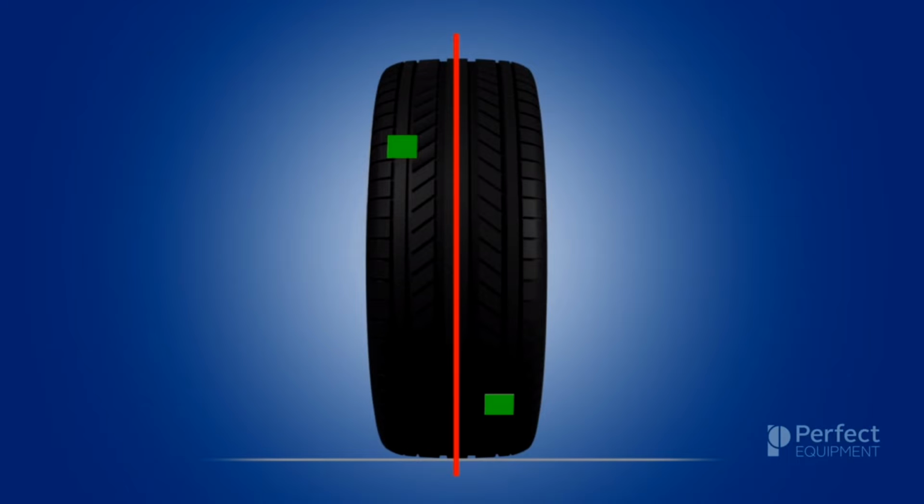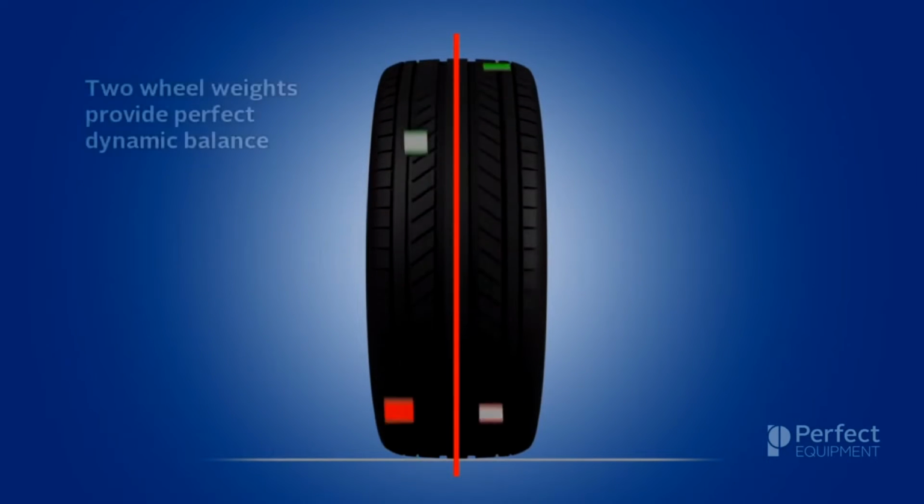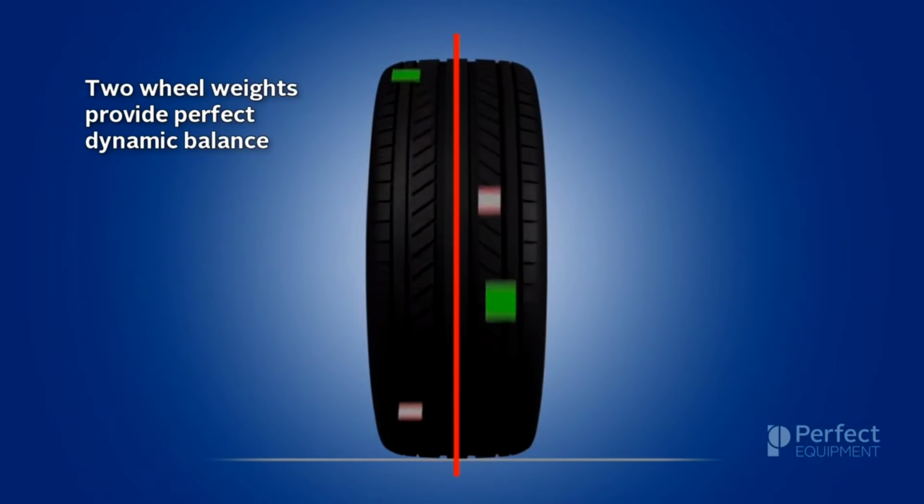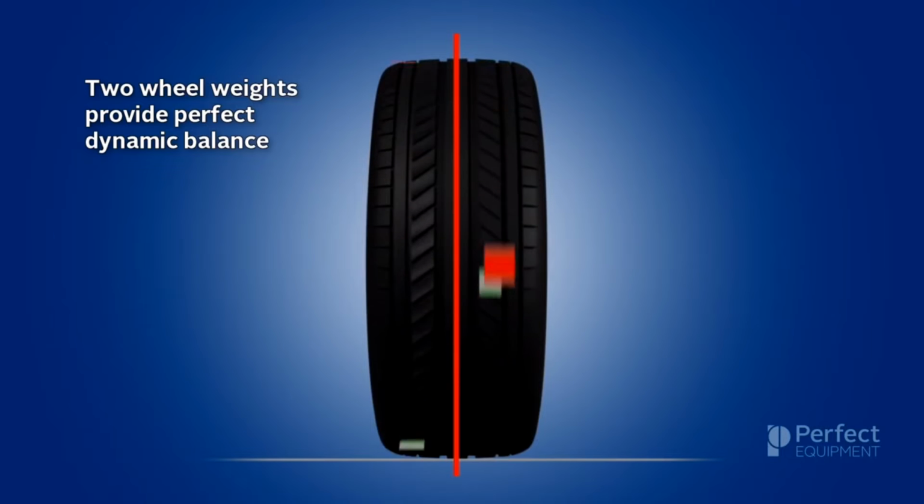To correct this problem, weight must be applied to the opposite side of the imbalance on both sides of the wheel assembly in order to equal out the weight distribution. This is shown in our example as two red squares, which turn gray when they are on the back side of the tire. With the weights applied, the dynamic imbalance is corrected, and the wheel assembly can now spin perfectly balanced.